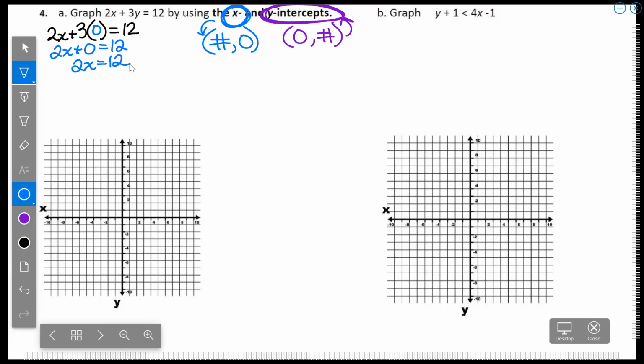What do I need to do to get the x all alone? Divide both sides by 2. So x is 6. So now I know what my x-intercept looks like. The x part of the ordered pair is 6. What does the y part of the ordered pair have to be? Has to be 0, or else it's not an x-intercept. So here's my x-intercept.